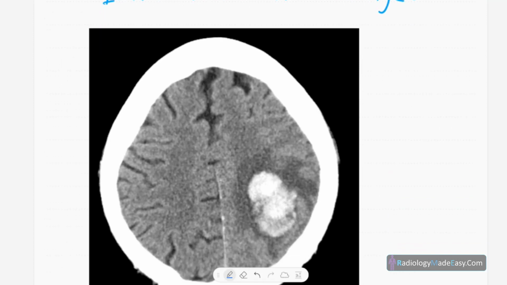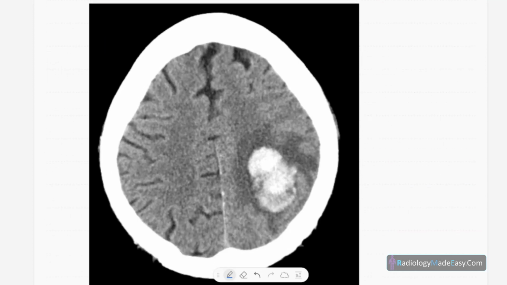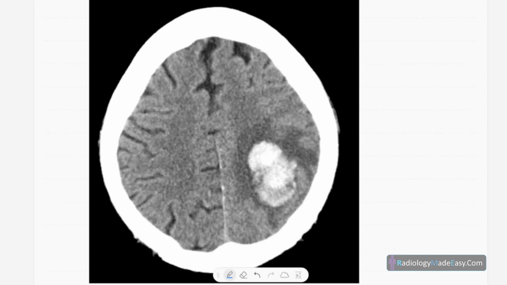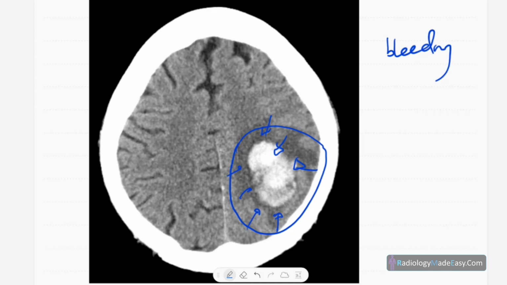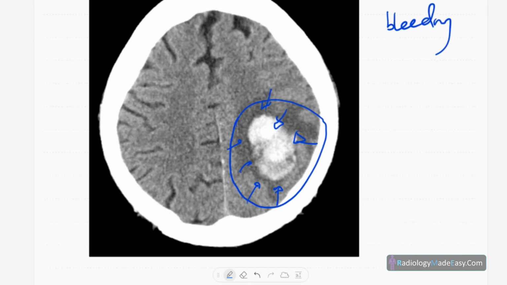Next thing is hemorrhages. Hemorrhages are either intracerebral or extracerebral. Intracerebral ones we call intra-axial, extracerebral ones extra-axial. So it's an intracerebral hemorrhage in the left frontoparietal region. It's high attenuation. Bleeding has high attenuation. The hematoma is high attenuation, and there's low attenuation perilesional edema in the surrounding. So it's an acute one. Acute bleeding has high attenuation or white color.